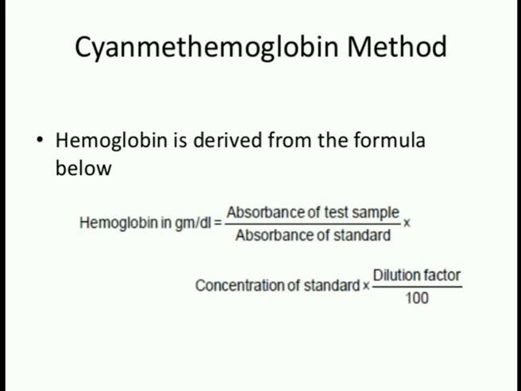This is the formula to calculate hemoglobin by this method. Hemoglobin in gram per dl is equal to absorbance of test sample upon absorbance of standard into concentration of standard multiplied by dilution factor upon 100.